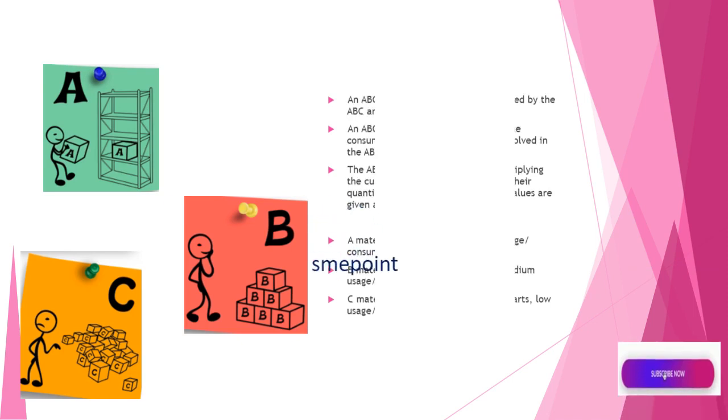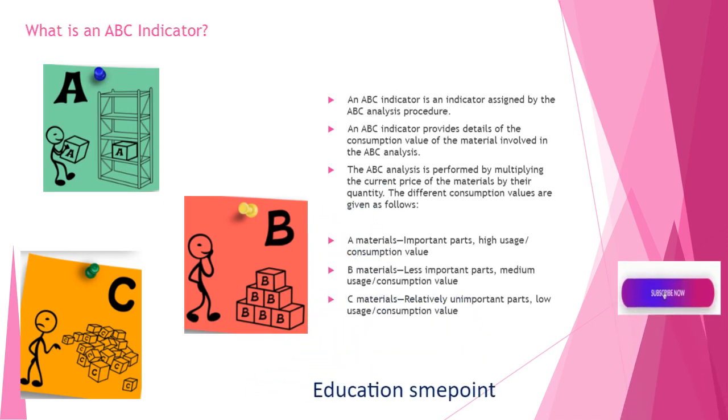What is an ABC indicator? An ABC indicator is an indicator assigned by the ABC analysis procedure. An ABC indicator provides details of the consumption value of the material involved in the ABC analysis. The ABC analysis is performed by multiplying the current price of the materials by their quantity. The different consumption values are given as follows. A materials, important parts, high usage/consumption value. B materials, less important parts, medium usage/consumption value. C materials, relatively unimportant parts, low usage/consumption value.